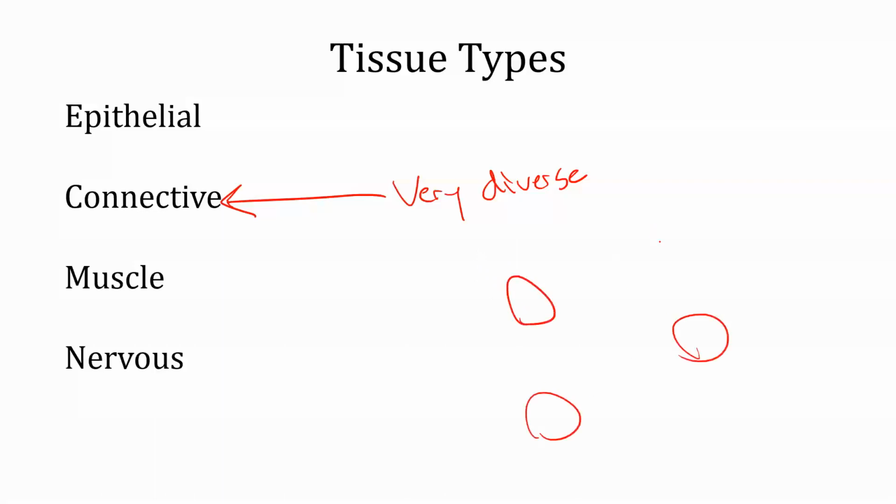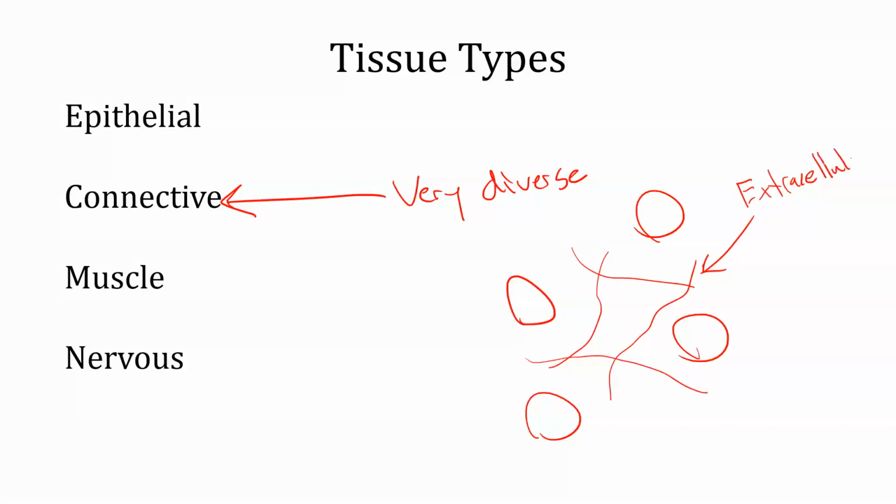The connective tissues, this is a really diverse category. And the cells here are different than epithelial cells in that they're not linked together with tight cell junctions. They can actually be spread out a little bit. And one of the unifying features of connective tissue is the fact that there is, in between the cells, what's known as an extracellular matrix.